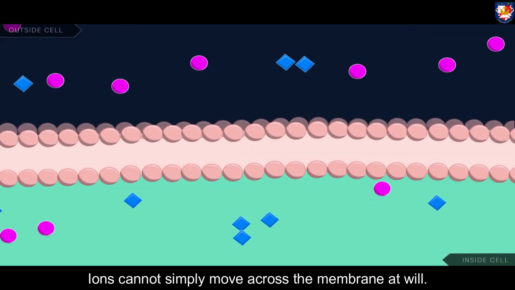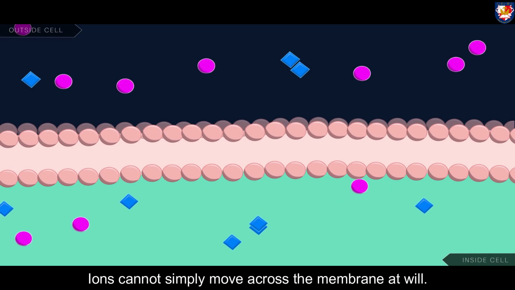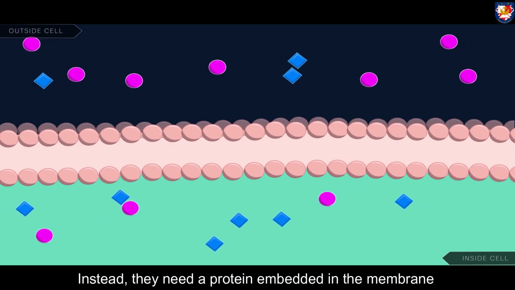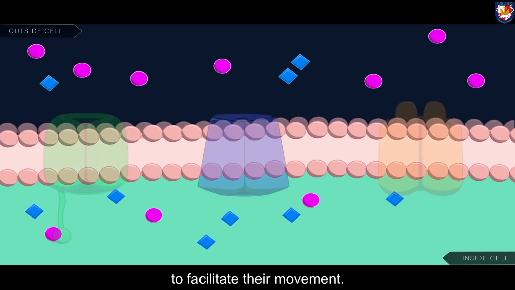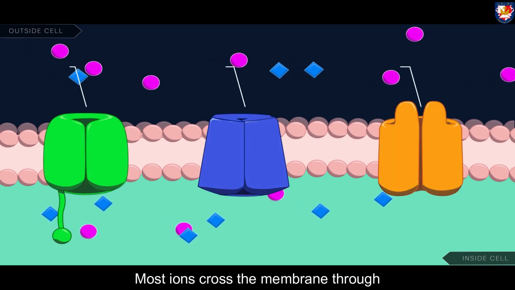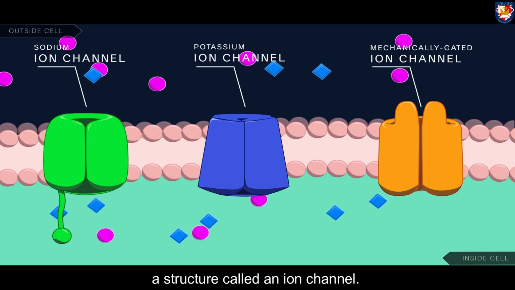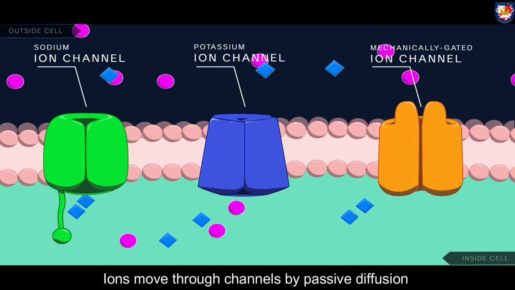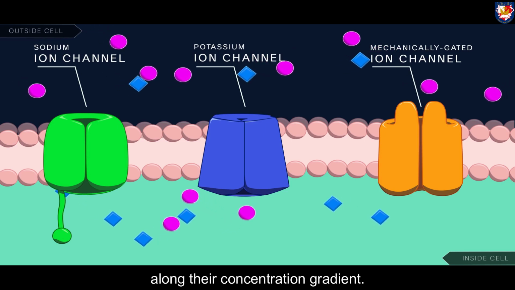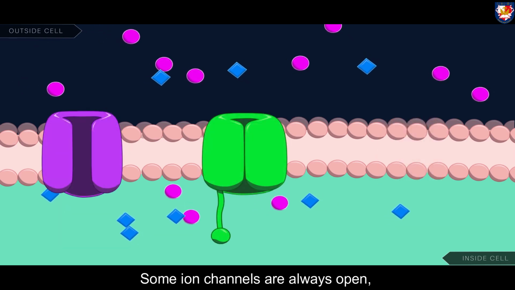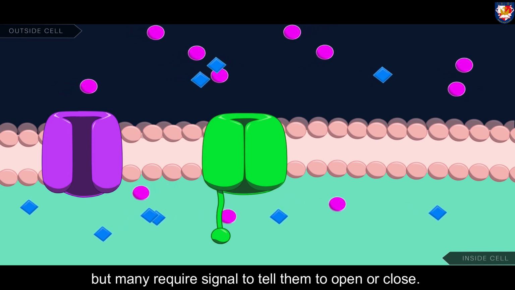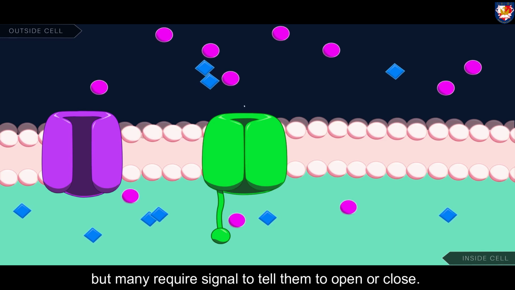Ions cannot simply move across the membrane at will. Instead, they need a protein embedded in the membrane to facilitate their movement. Most ions cross the membrane through a structure called an ion channel. Ions move through channels by passive diffusion along their concentration gradient. Some ion channels are always open, but many require signals to tell them to open or close.